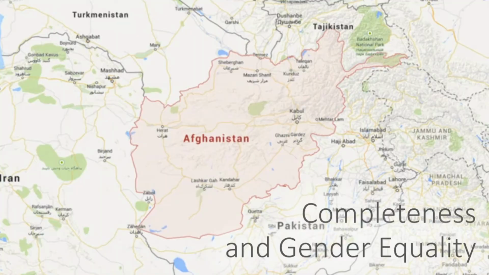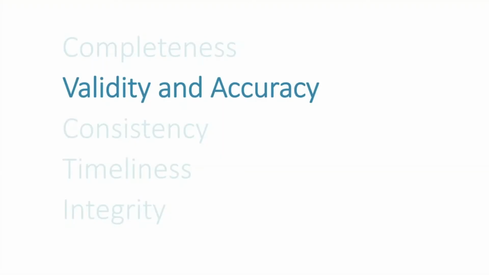Completeness is one of the easiest concepts to grasp, and this next one is fairly easy too, although it requires a little bit more explanation. So let's talk a little bit about validity and accuracy.